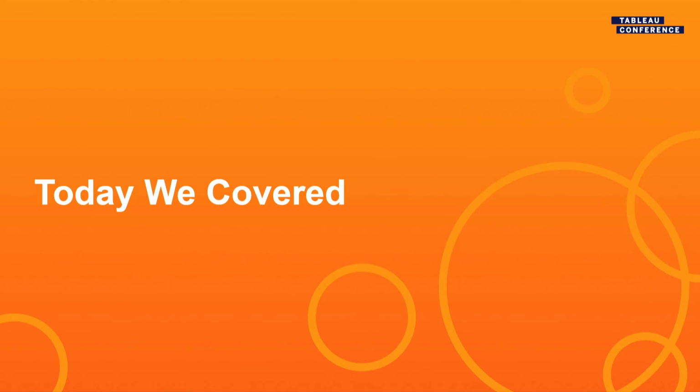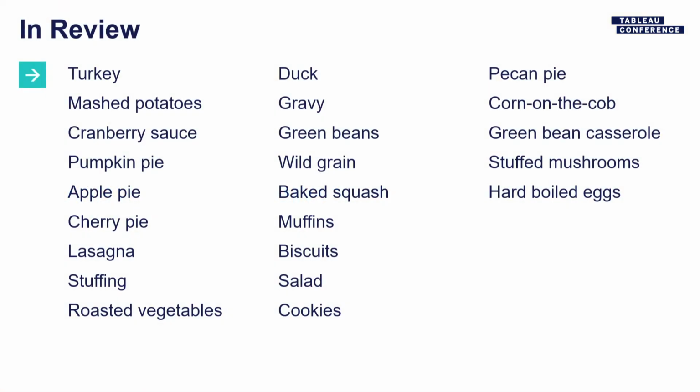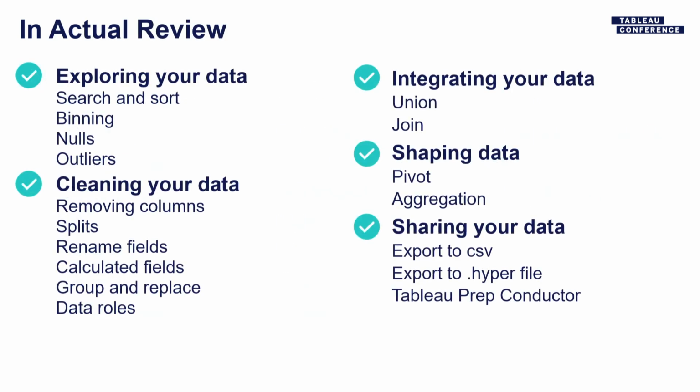Today we covered so many recipes. Looks like we got turkey, mashed potato, pumpkin pie, all the good stuff. But really we covered exploring your data, so searching and sorting, binning, finding outliers quickly, which is important. Like that 20-hour recipe, definitely didn't want that. Cleaning your data, so we removed columns, we split columns to calculate total time. Calculated fields, the fuzzy clustering, group and replace. Integrating your data, so union and joins are very popular. Shaping your data, pivots and aggregations, and then sharing your data.